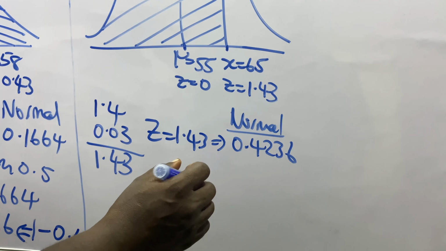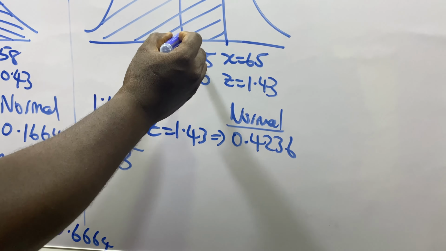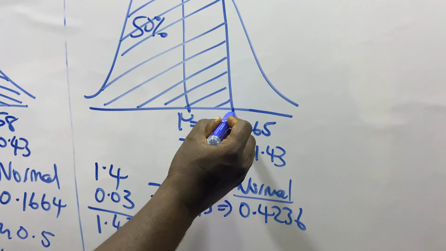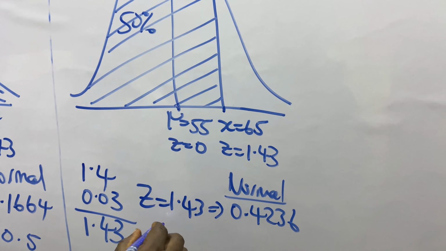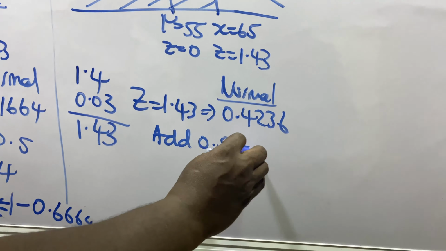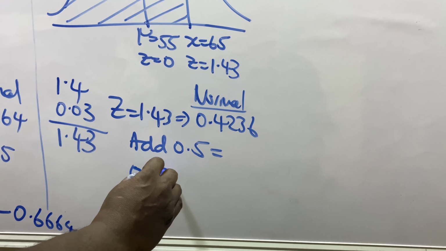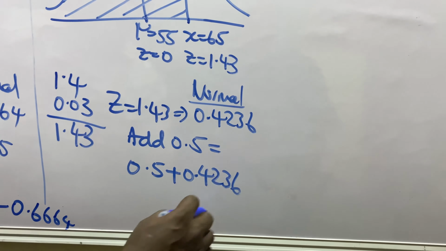So now what do we do with this value? This is from here to here. We now need to add 50% to this. So add 0.5. This will now give us 0.5 plus 0.4236, and that will give us 0.9236.